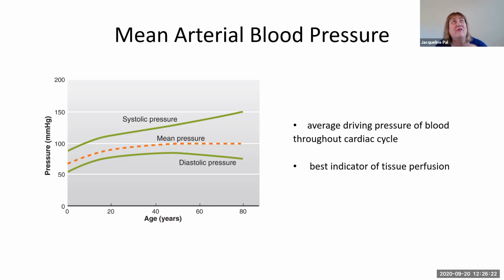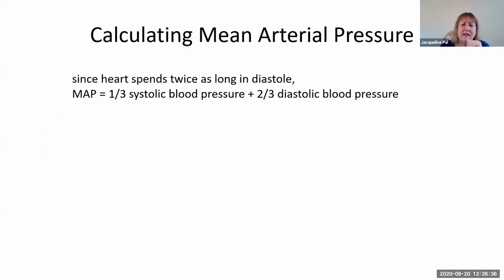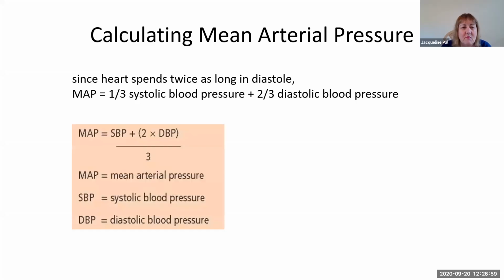So it's a much better, in fact, it is the best indicator for what kind of tissue perfusion is happening. Neither systolic nor diastolic give us that information. So how do we calculate mean arterial pressure? Well, since the heart spends twice as much time in diastole than it does in systole, for the mean arterial pressure, we take the systolic blood pressure value, we take a third of it, and we take 2/3 of the value of the diastolic blood pressure. So what does that look like as a math equation? Systolic blood pressure plus 2 times the diastolic blood pressure, add those numbers together, divide by 3.